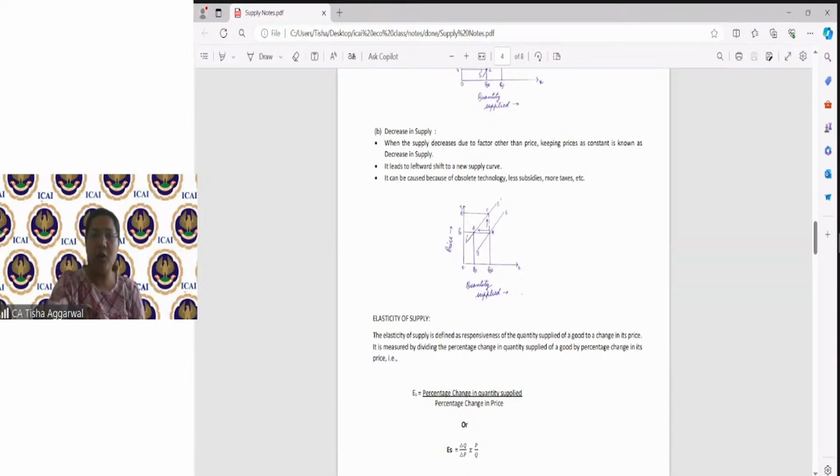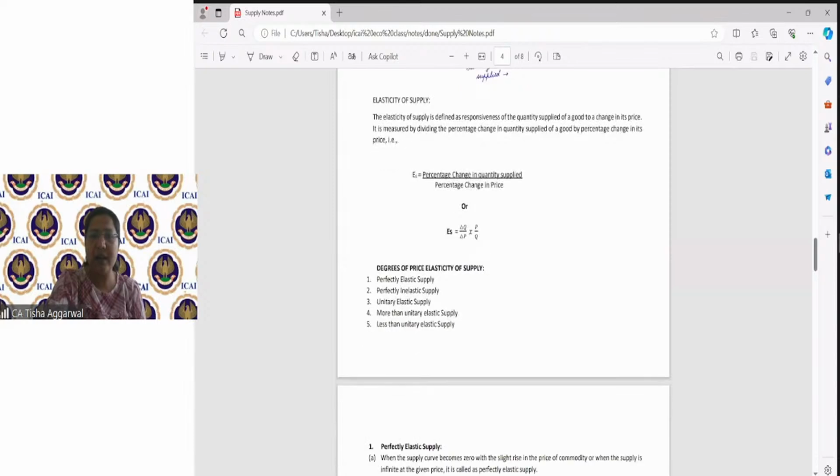Okay, I hope it is clear up till here. Please read it up till here. Ask me if there's any doubt. And then we will go towards the elasticity of supply. I hope it is clear up till here, everybody.